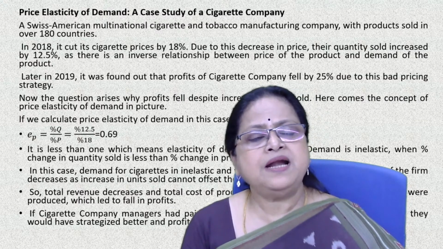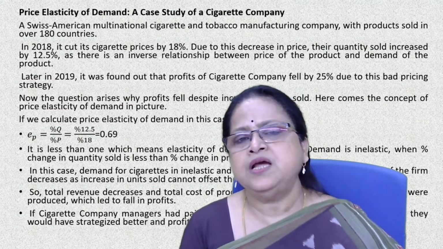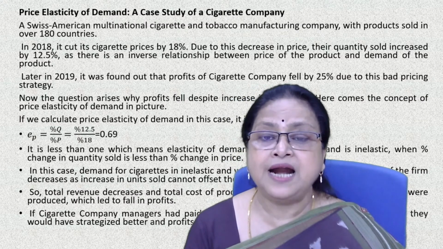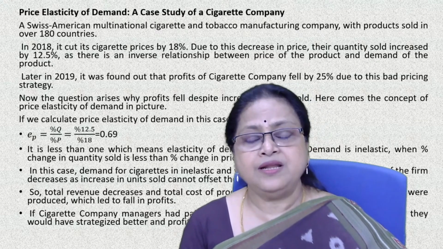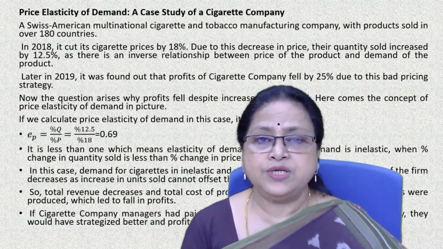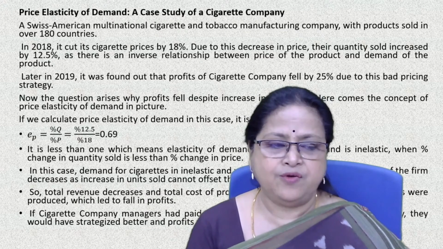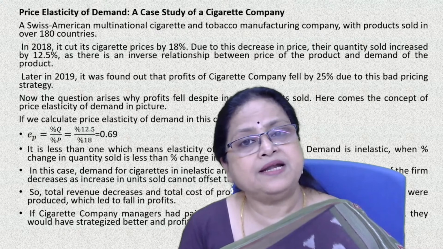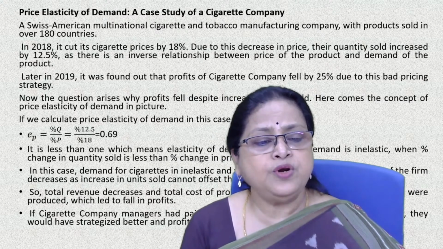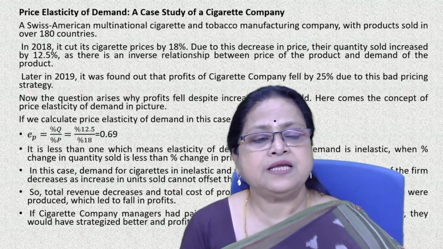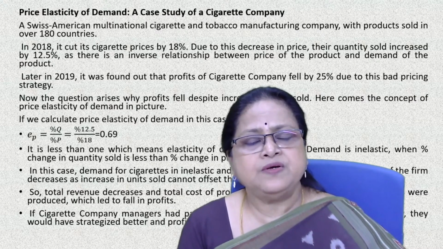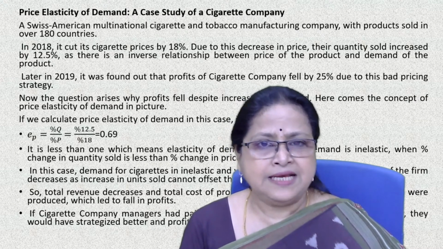So here demand is inelastic, price is falling, quantity demanded is increasing, but the increase is not enough for total revenue to increase. Here, price elasticity is actually less than one. Even though quantity demanded has increased, the usefulness of elasticity in this case is that the cigarette company's profits fell because they did not look at the elasticity side.